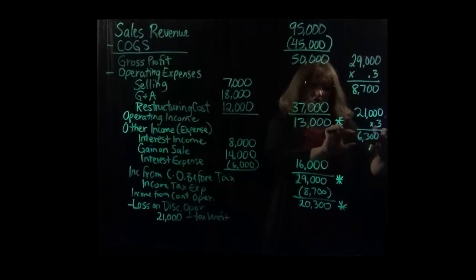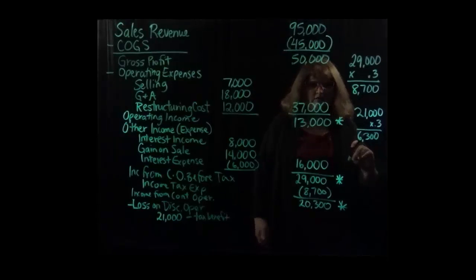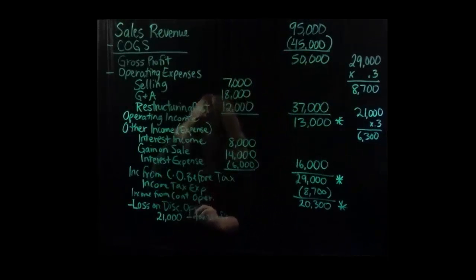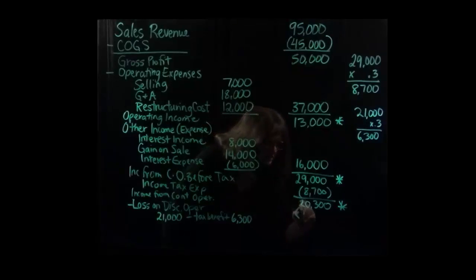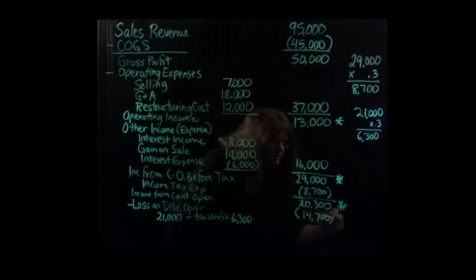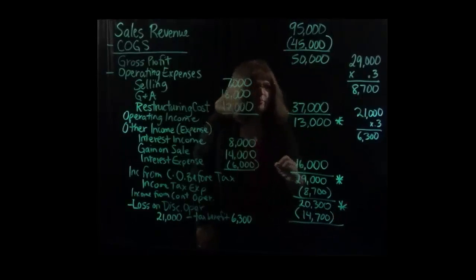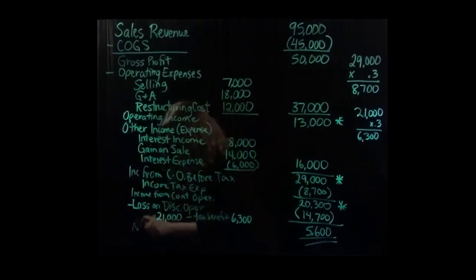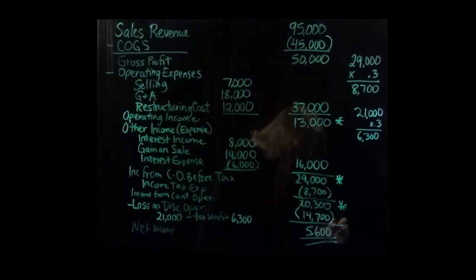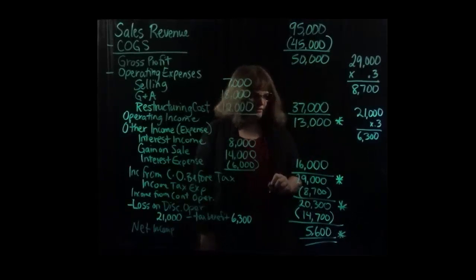And the tax benefit would be that $21,000 times the tax rate of 0.3 or 30%, which gives us $6,300. That decreases our loss overall because that ends up being $6,300 less in taxes that we're going to have to pay as a result. And so we subtract the tax benefit of $6,300, and that leaves us with an overall loss from the discontinued operation of $14,700. If we then subtract that from our income from continuing operations, that leaves us with net income of $5,600. And that is the final number that you were asked to calculate.